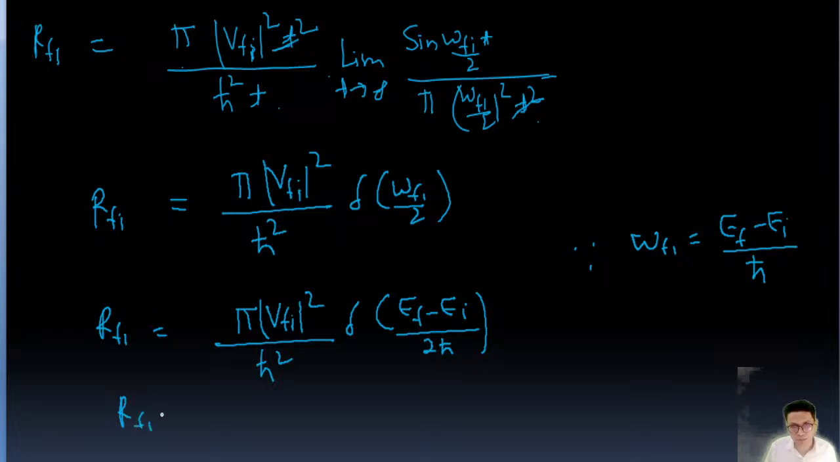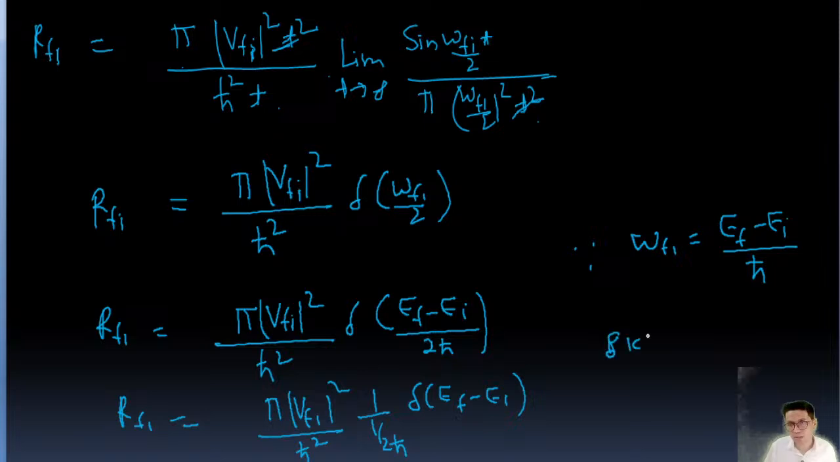So the RFI value is going to be pi VFI mod square upon h cut square, and this is going to be 1 upon 2h cut and delta EF minus EI. This is the Dirac delta property, guys, we know, right? This is delta kx. This value is 1 upon mod k delta x, right? This property we know.